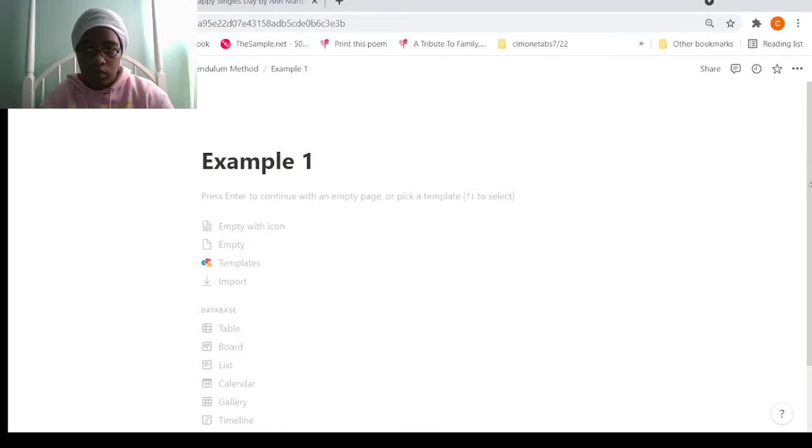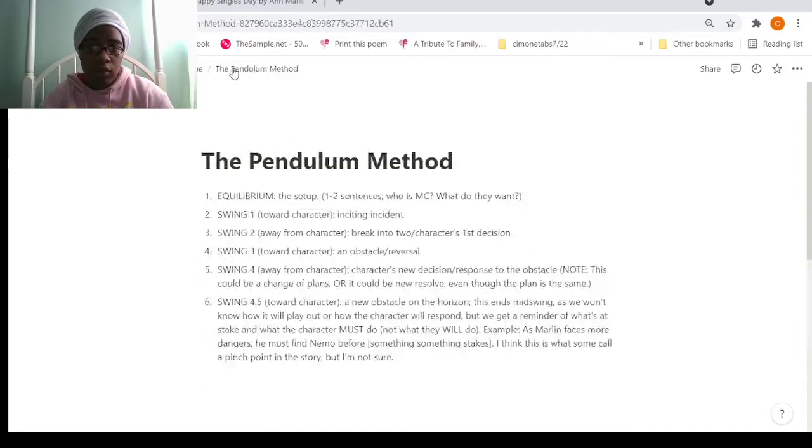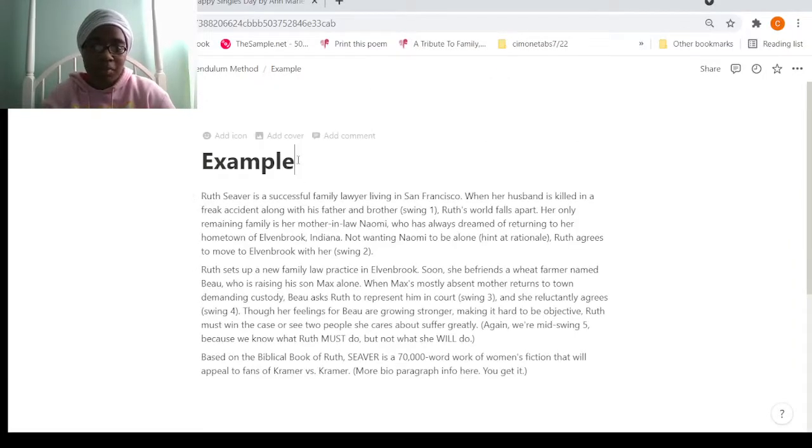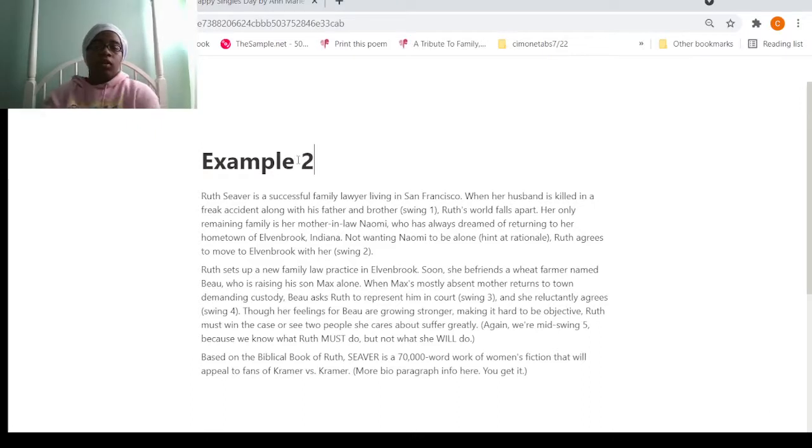Oops, sorry. My example is going to be labeled example 2, even though there's no example 1. No, it's going to be labeled example. I'm sorry, that's a mistake there. Let's just call this 1.